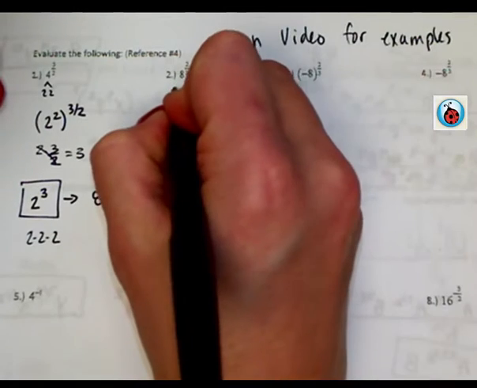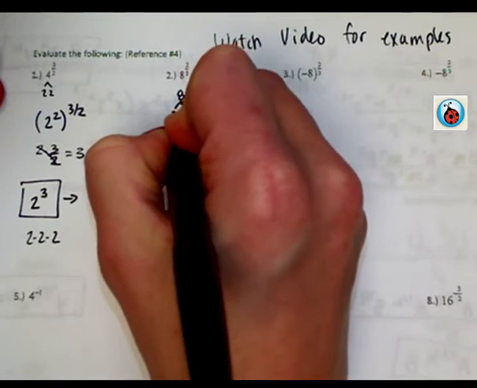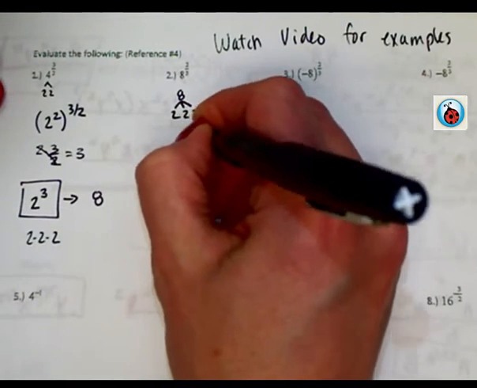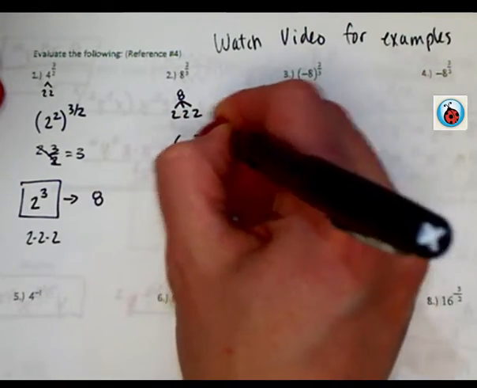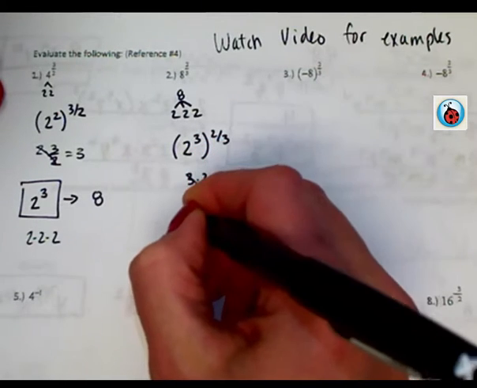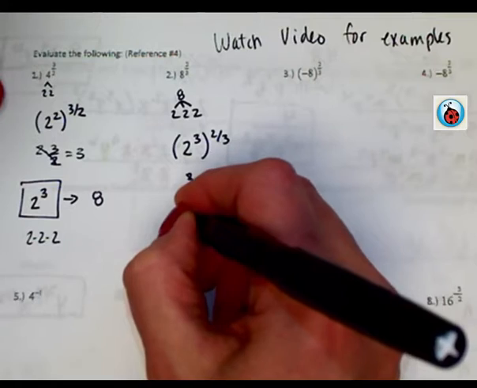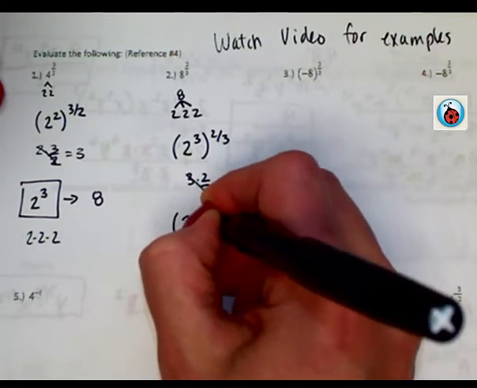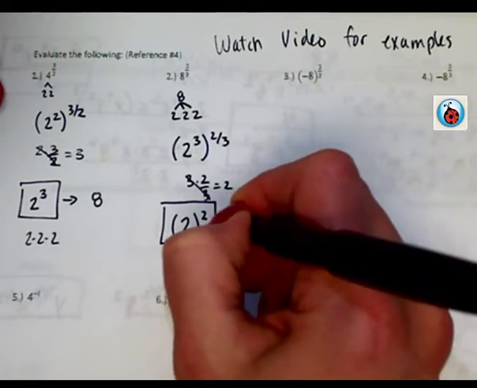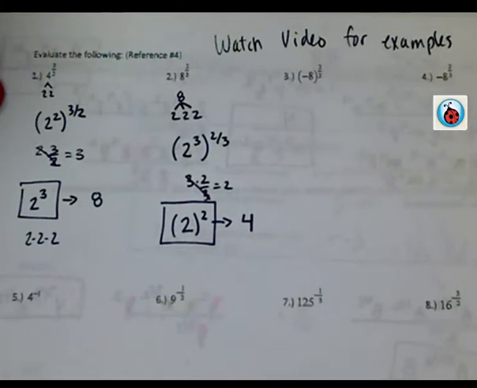I'm going to start with the factor tree. 8 is 2 times 2 times 2. Okay, so I'm going to replace 8 with 2 cubed. Do my exponent rules. 3 times 2/3 is 2. So we end up with 2 squared. Okay, 2 squared is the result. It can be written as 4.